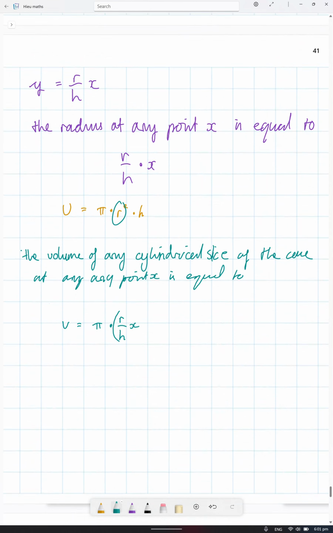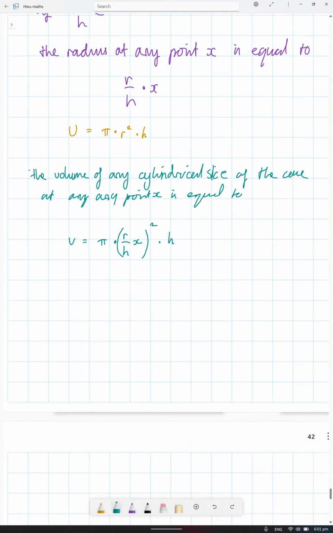So we need the radius squared, and the radius at that point is r over h, the big radius over h, times x, and radius squared, times by height. So the volume of one slice at any point x is given by this. All we need to do is sum it up.